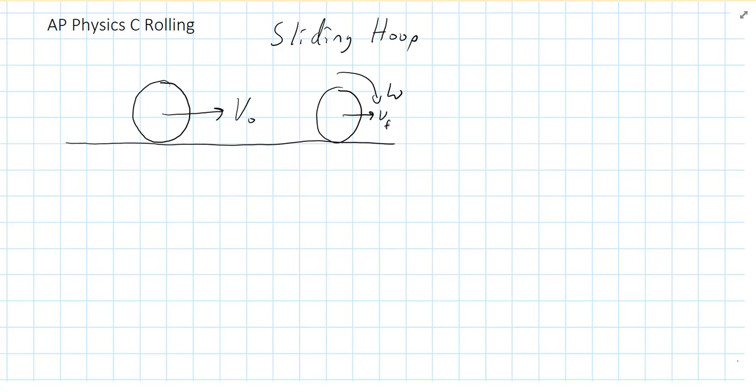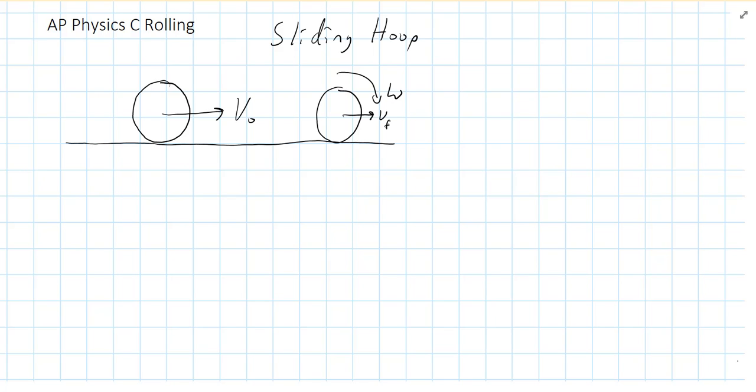So we're going to do the same thing with the hoop here. The nice thing with the hoop is that the effect is bigger. If I have a chance in class to show this to you folks, I will. The hoop slows down significantly. So here's our goal: to figure out the final velocity of the hoop in terms of the initial velocity of the hoop. How much does it slow down?